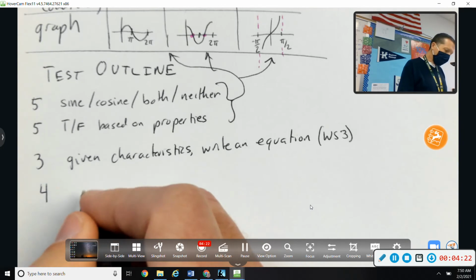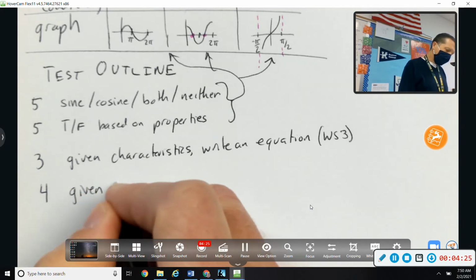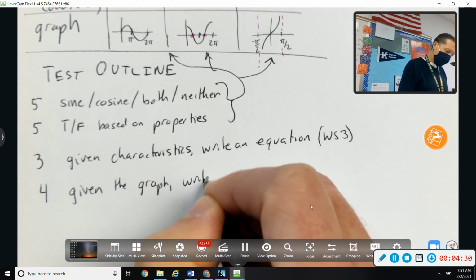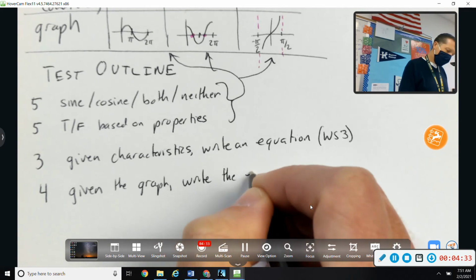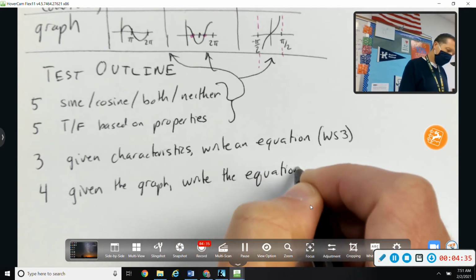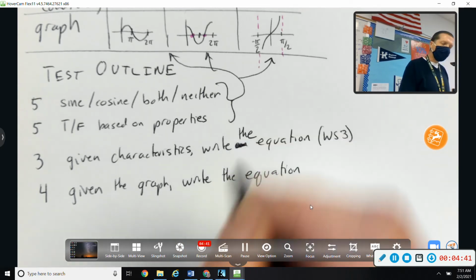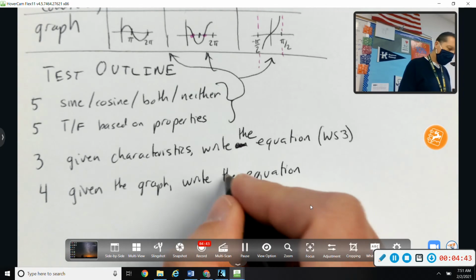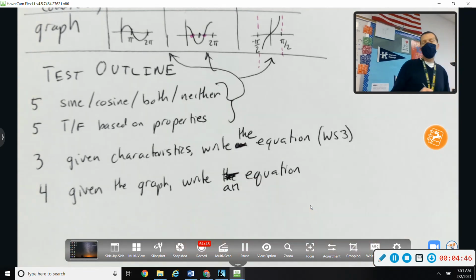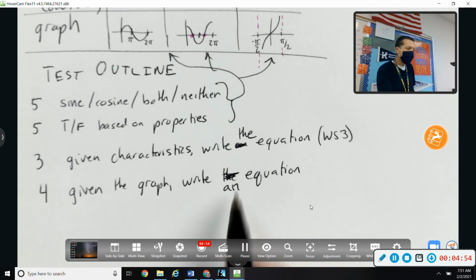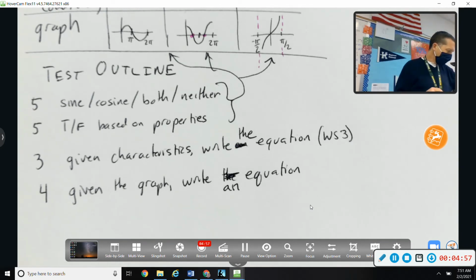There's 4 where, given the graph, write the equation. I guess I shouldn't say write, I should switch these. That first one should say write the equation. There should be one equation. If you're given the graph, write an equation, right? Because there's more than one way to do it. If you're looking at it as flipped, or you shifted left versus shifted right, those are the ones that have multiple answers.